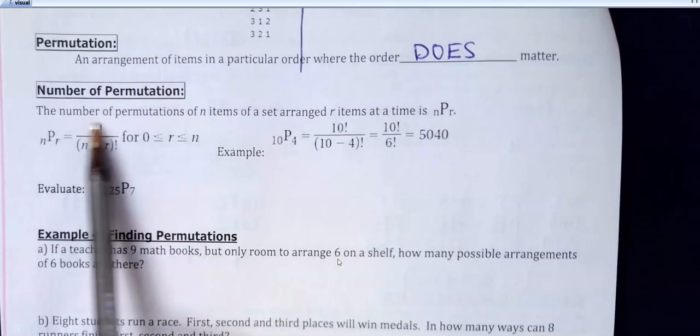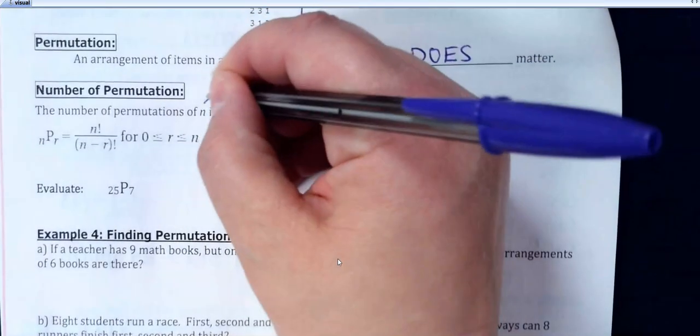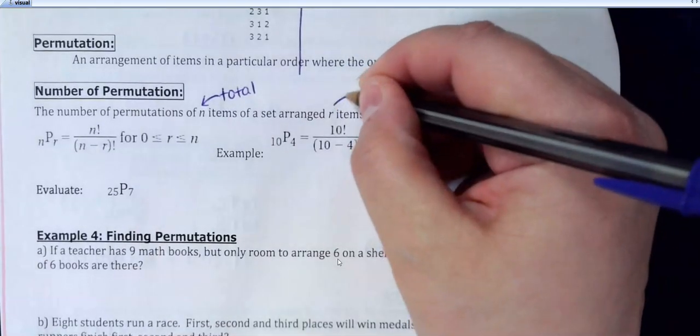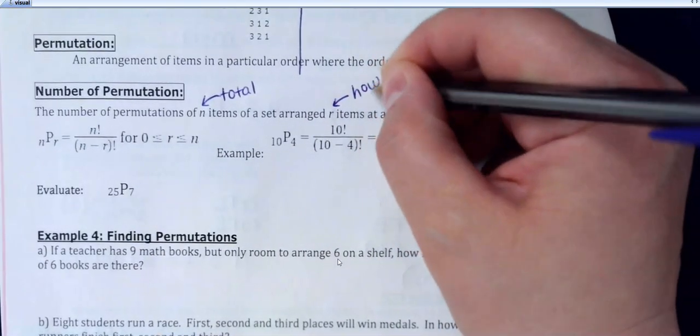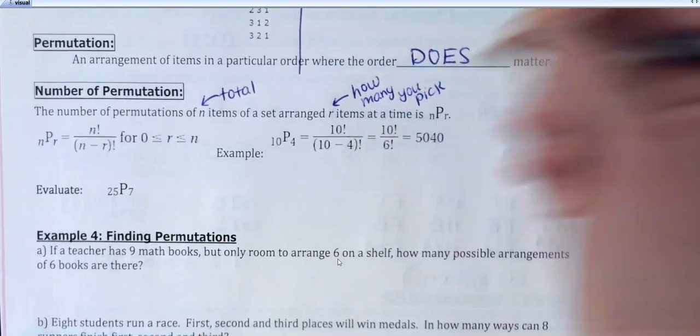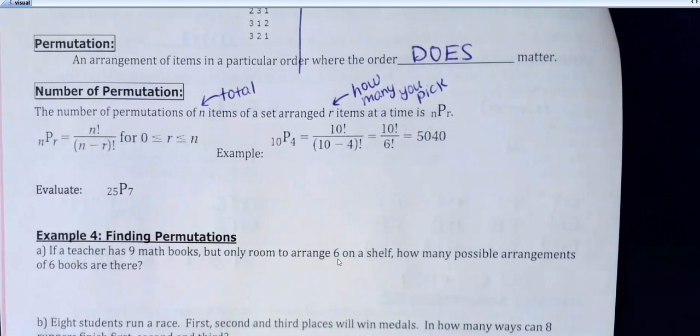So number of permutations, n. N has to be the total that you're picking from, so that has to be the bigger number. And the R is how many you pick, so that should be the smaller number when you do this. So the total you're going to go out of, and how many you're going to pick.